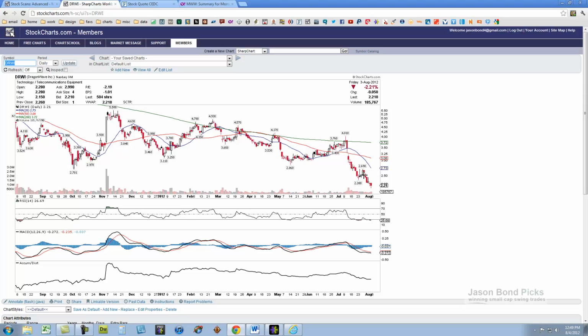Some people from the service have already tested this bottom. Some people made money on it. It didn't confirm, but they made money on the bounce. Others stopped out for a small loss. You can see it clear as day. This is going to be an alert soon.